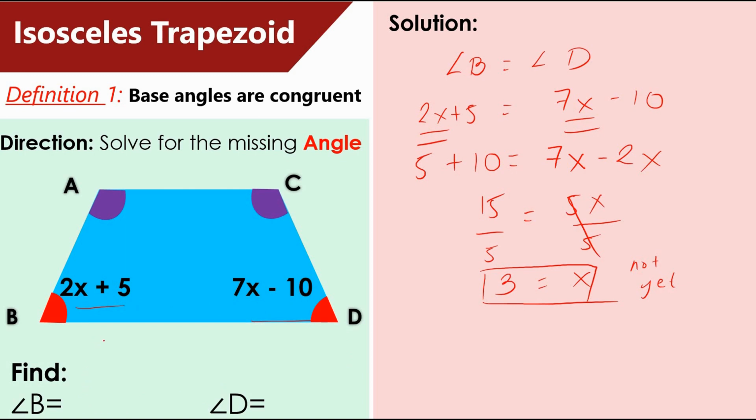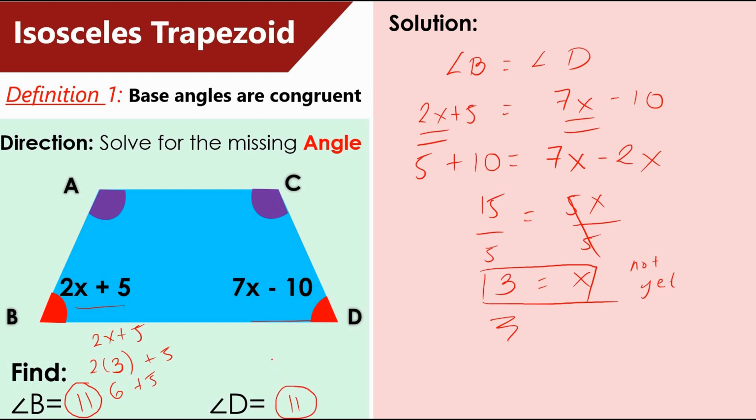Angle B measures 2x plus 5. Substitute the given. So 2, the value of x based from what we solved a while ago is equal to 3. And then bring down plus 5. And then continue answering. 2 times 3 is 6. Bring down plus 5. That means angle B is equal to 11. Assuming that we apply definition number 1, base angles are congruent, angle D is also equal to 11.